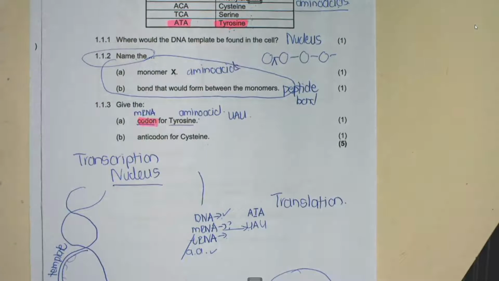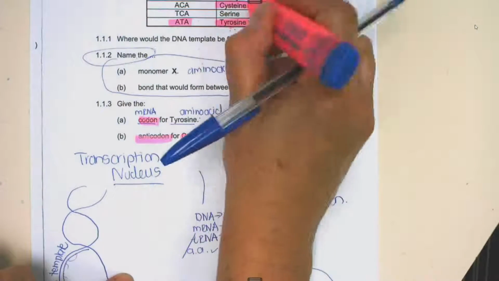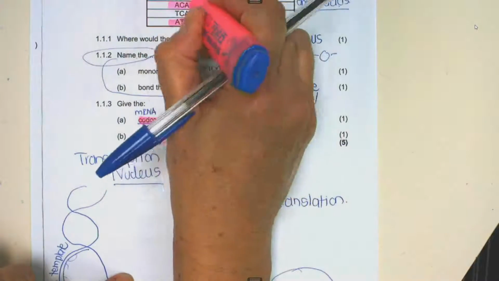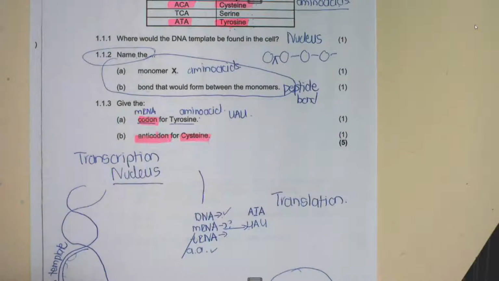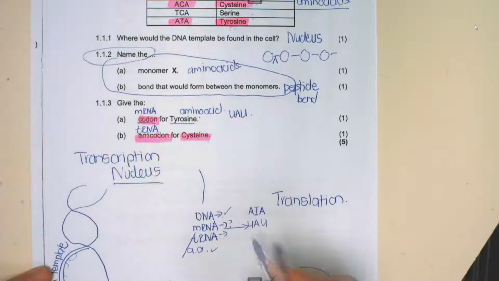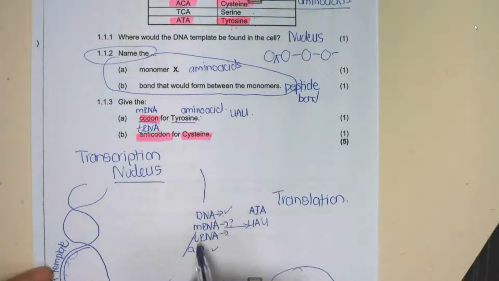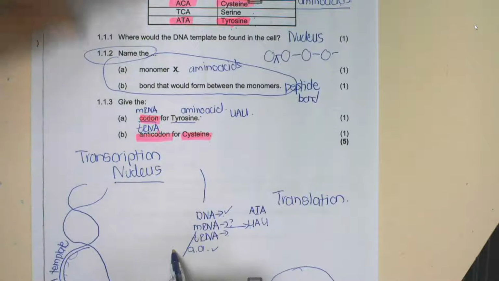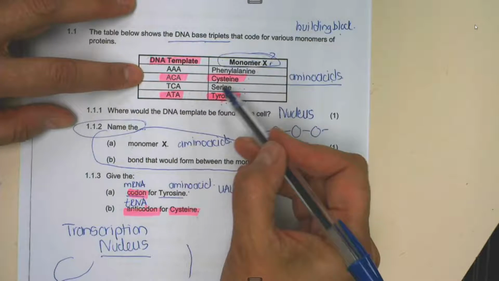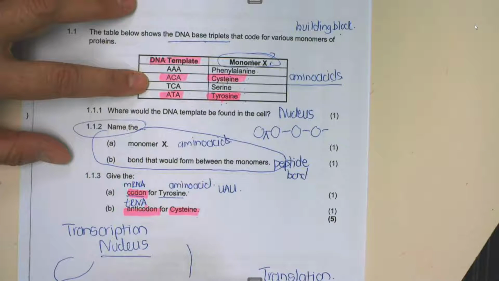All right, next one. Again, now they're checking your terminology. Anticodon for cysteine. Where do I find cysteine? There. There I have the template, I have the DNA. Now they want the anticodon. The anticodon is on the tRNA, okay? So now, again, we start again. Let's do it on this side. Now the amino acid is cysteine. So cysteine starts with the coding ACA. And now they want that one.